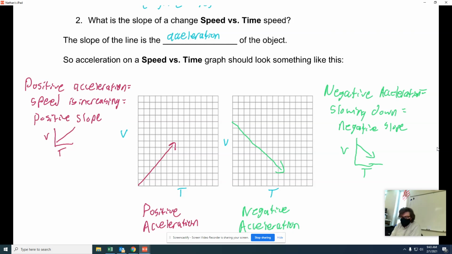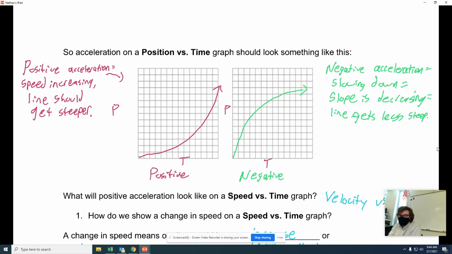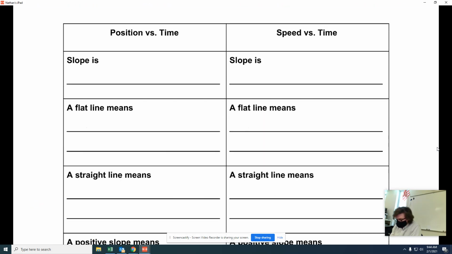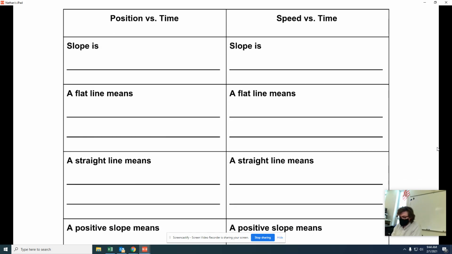So these are speed or velocity versus time graphs. Up above, we have position versus time graphs. So the last thing that I want us to do is to fill out some notes about position versus time graphs and speed versus time graphs. So I know these are side by side, but let's go through them one at a time. Let's think about position versus time graphs. So these are the ones that we're a little bit more familiar with.